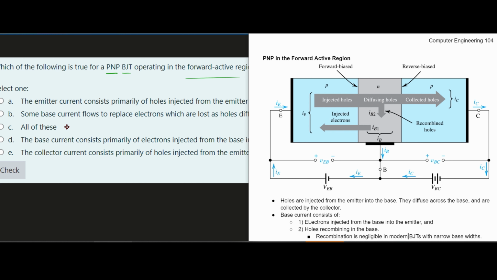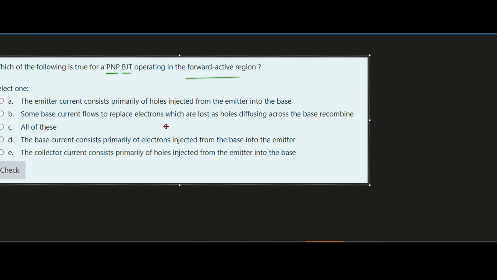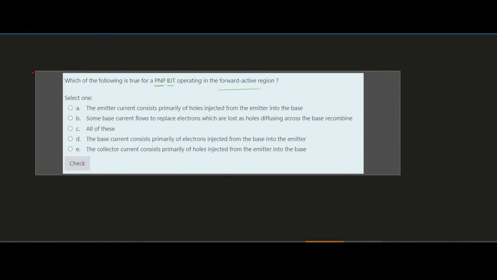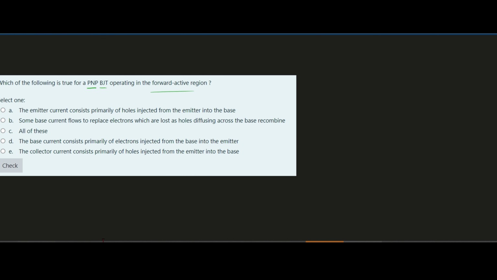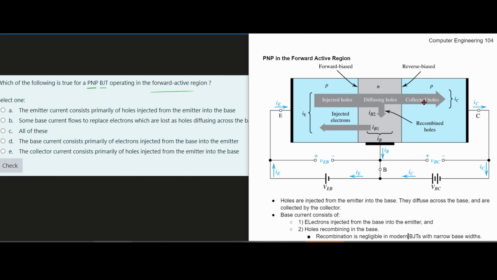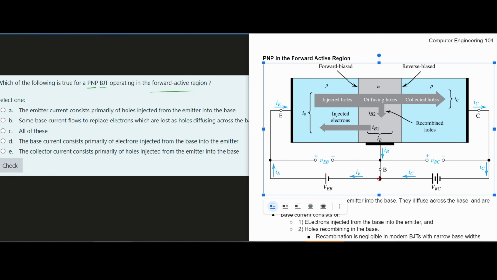Some base current flows to replace electrons, which are lost as holes diffusing across the base recombine. Looking at this one, we are still going to look at the diagram. Some base current, which is going to be this IB right here, is going to replace the electrons, which are lost as the diffusing holes across the base recombine. Across our base recombine is going to be this region. This is our base, and so that's going to happen here. So those are both correct.